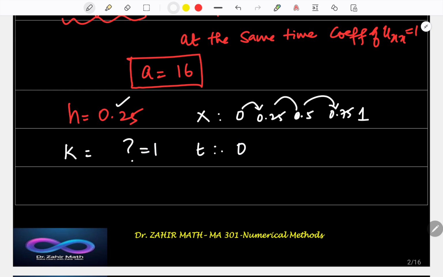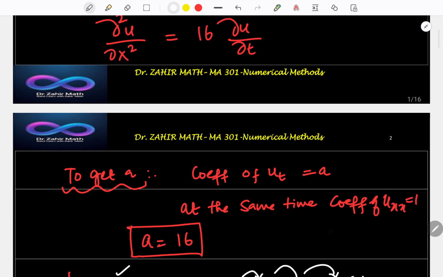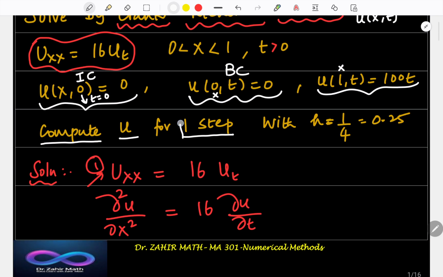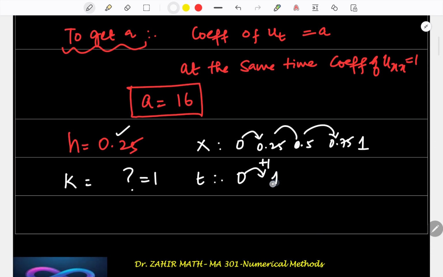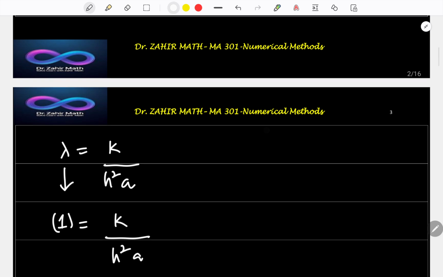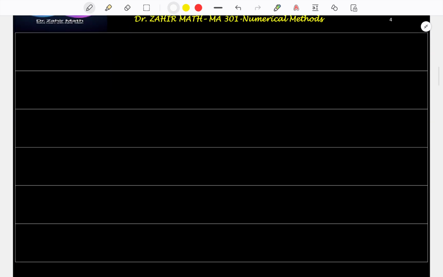So the t value always starts from 0, and you have to jump plus 1. How many steps are they asking? Only one step, so you are going to jump only one step. Keep in your mind, one jump only. Everything is ready. Let's go for the table. This is your x value and this is your t value. The x value starts from 0, 0.25, 0.5, 0.75 and 1.